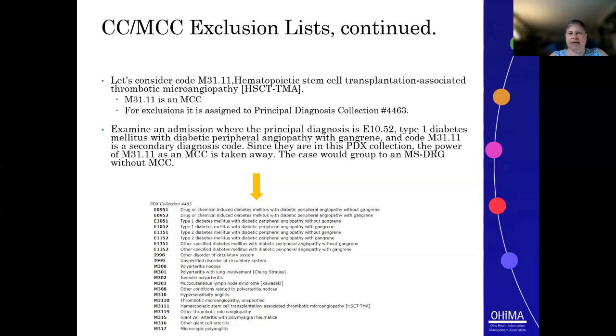So here we can see, since they're in this principal diagnosis collection, the power of M31.11 as an MCC is taken away. And this case would then group to an MS-DRG without an MCC. So by examining the principal diagnosis collection sets and looking for the codes that are included on your claim or that have been coded by the coders, you can see if that exclusion applies or doesn't apply.